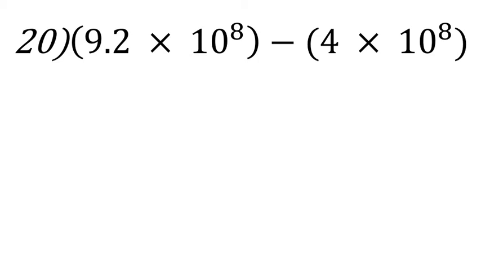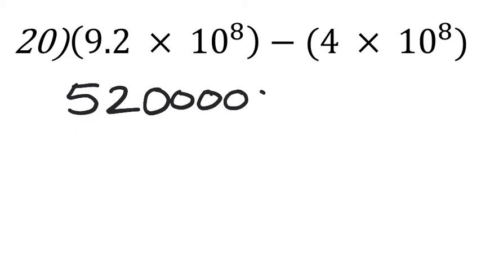So let's do this one with our hands on the calculator. Open parentheses, 9.2 times 10 to the power of 8, close parentheses, minus, open parentheses, 4 times 10 to the power of 8, close parentheses, enter. And that's what my calculator shows me: 5, 2, then 7 zeros. You can put commas in there if you'd like. So that looks like 520 million.